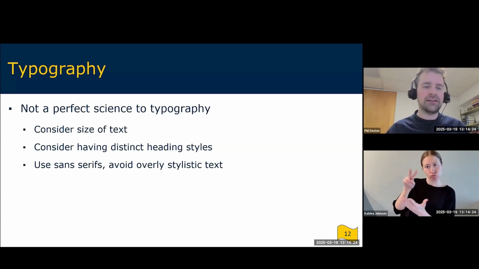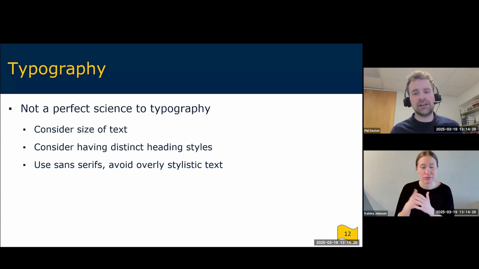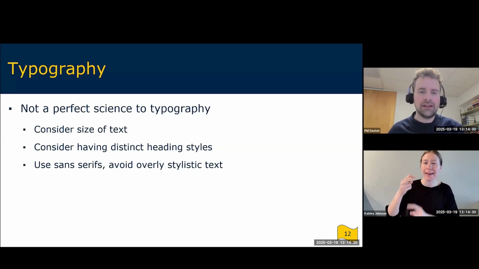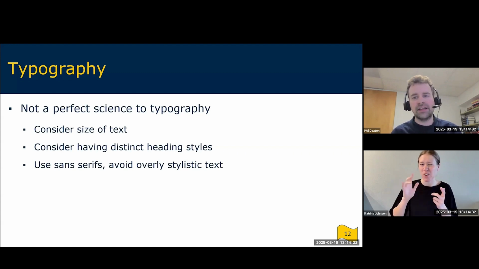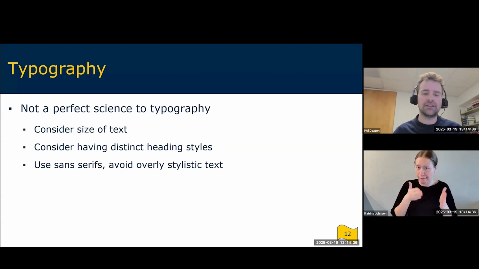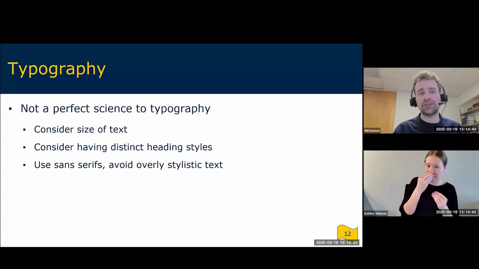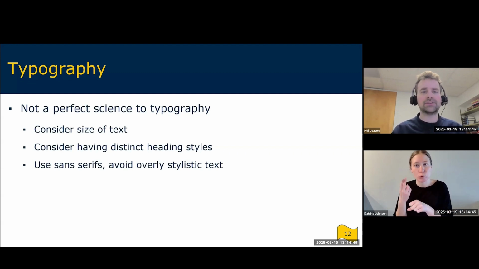Another thing that we like to have folks do is consider having distinct heading styles. So we talked about headings a little bit. That's a good way to organize content. And if you have distinct heading styles, this helps sighted users understand what level of heading that may be as well. So not only are we thinking about folks who may be using assistive technology and trying to navigate by headings, but also folks who may be sighted users, who may be trying to understand how to interact with our document.